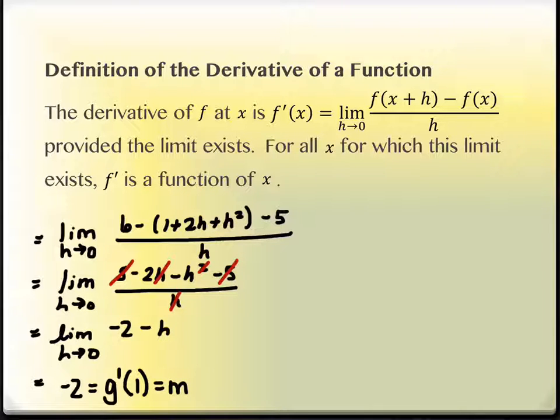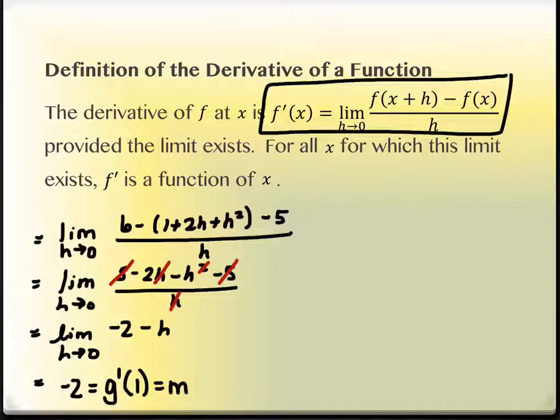So go ahead and fill in the details on this one. The derivative of f at x is f prime of x equals the limit as h goes to 0 of f of x plus h minus f of x over h, provided the limit exists, for all x for which this limit exists. F prime is a function of x. Is that what that little apostrophe is? Yes, it is.